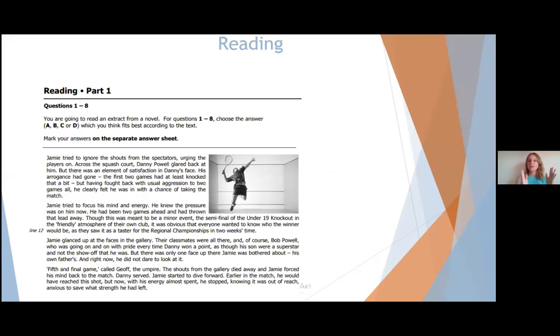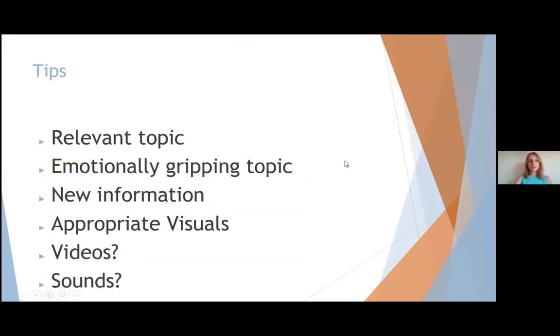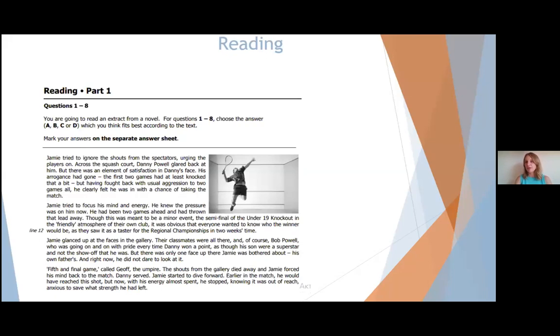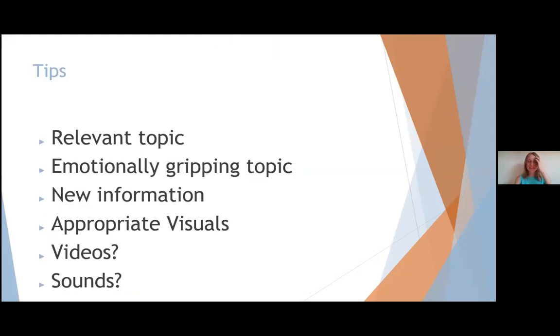So after that, reading task. The most important thing which we do, when we are picking a text for a reading task, is not to forget that the topic should be relevant, emotionally gripping. There should be some new information for the learners, not only for the teacher. Appropriate visuals, as usual, I do hope that they are appropriate. Sometimes even videos before that, like you can also find a video on the related topic.